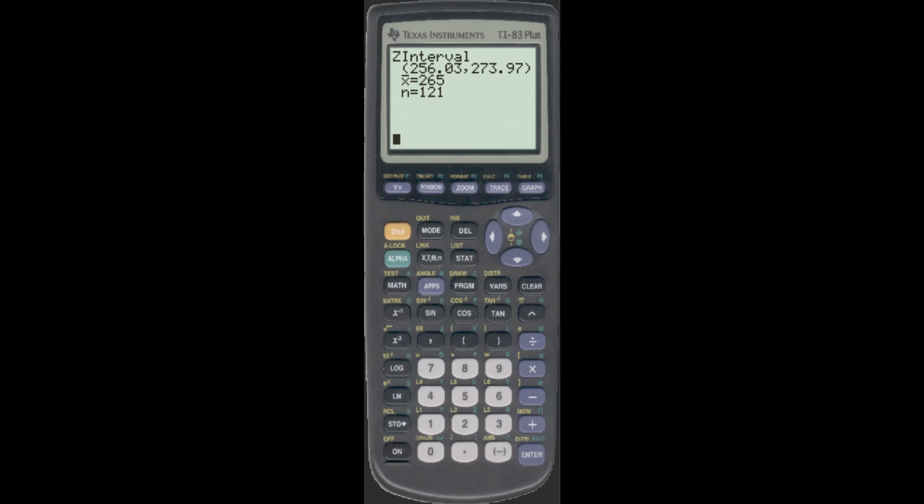We go back to the calculator for the same calculation. And they just want you to see that it gets wider. So the only change here is that we're now doing a 95% confidence interval. All right, and you can see the results there. So the first box, 251.28, and then 278.72.